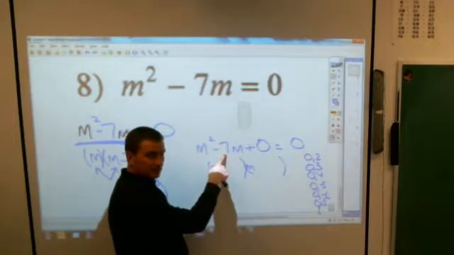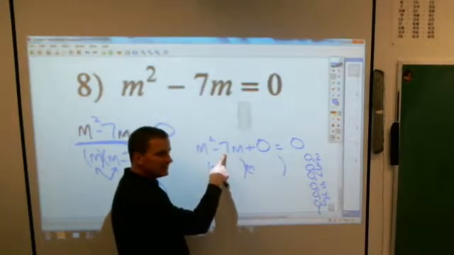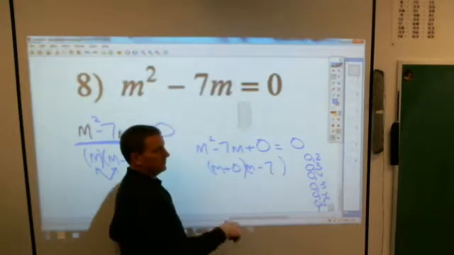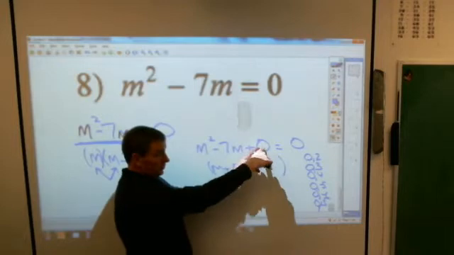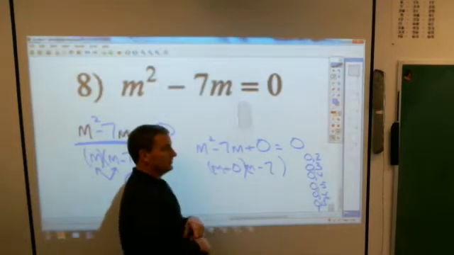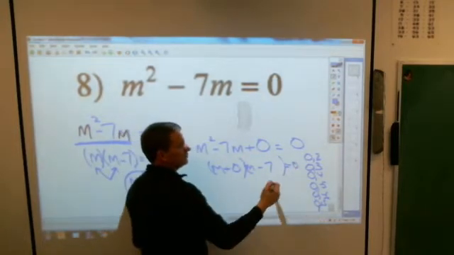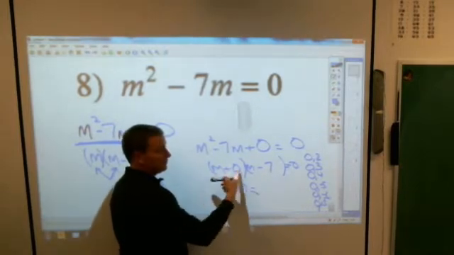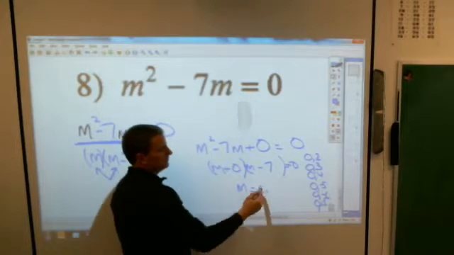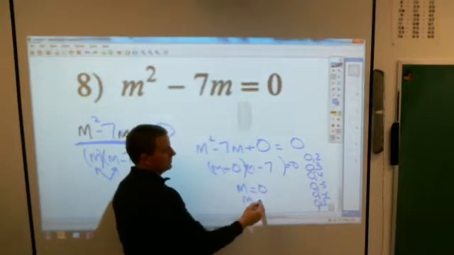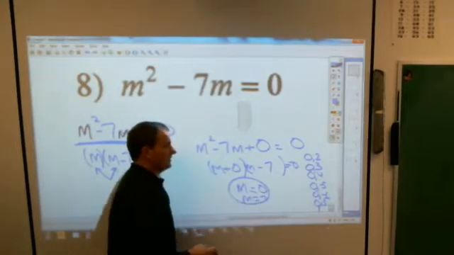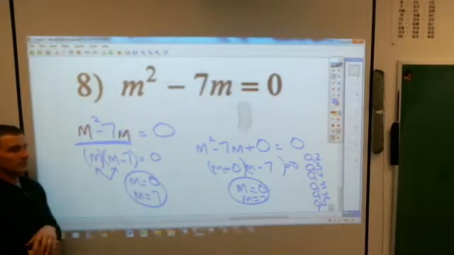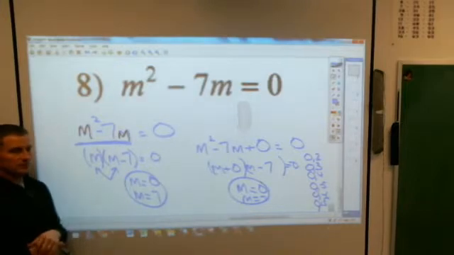What would it be? 0 and? 0 and -7. Because 0 times -7 is 0, and 0 plus -7 is -7. So that equals 0. When will these parentheses be 0? When m is, what number plus 0 is 0? 0. What number -7 is 0? 7. You could think about it that way too. It's the same thing as this. It's just that this way kind of seems confusing.